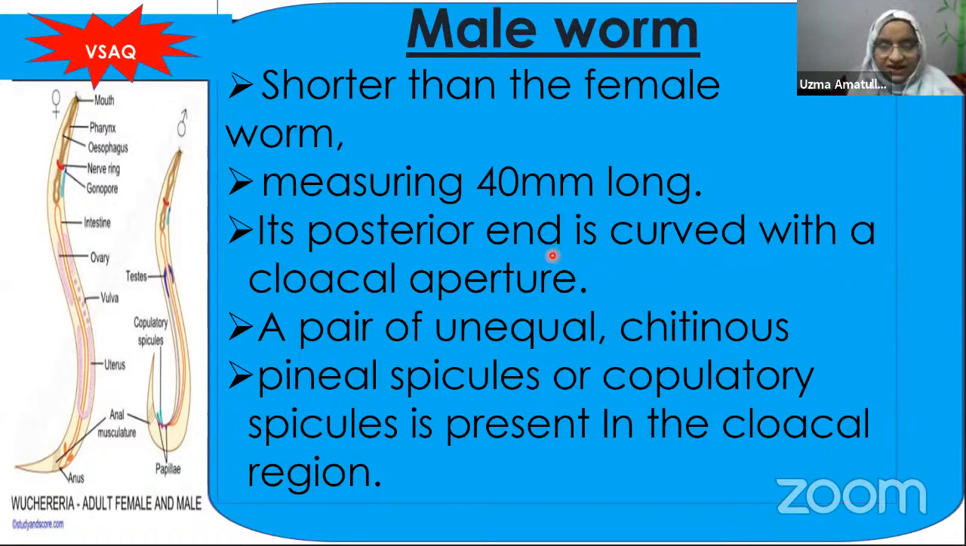Now here its posterior end is curved with a cloacal aperture. Here is the posterior end and it is curved. You can see the female has a straight end, but the males have a curved posterior end with a cloacal aperture. There is an opening here, which is called the cloacal aperture. A pair of unequal chitinous penial spicules, or copulatory spicules, is present in the cloacal region. So there are two penial spicules, another name is copulatory spicules, but these are unequal, meaning the sizes are different. These are the points you should remember for the male worm.